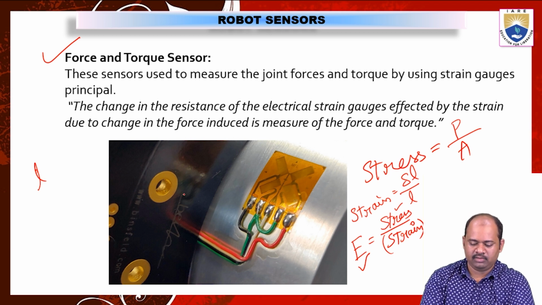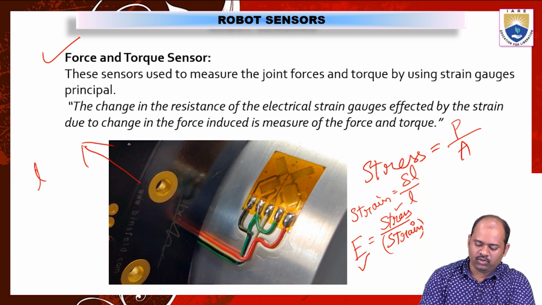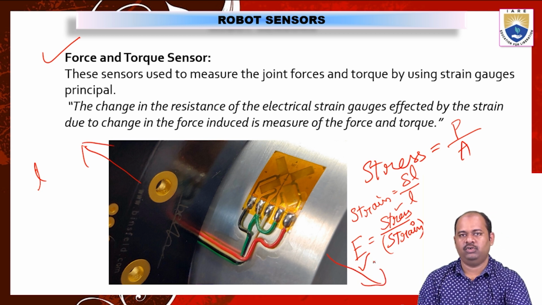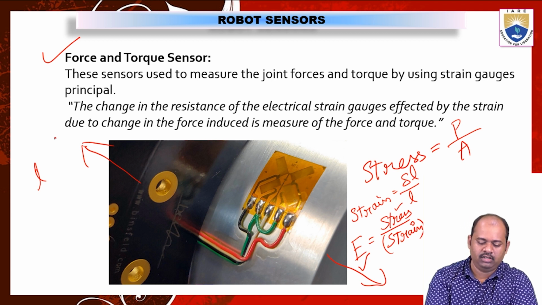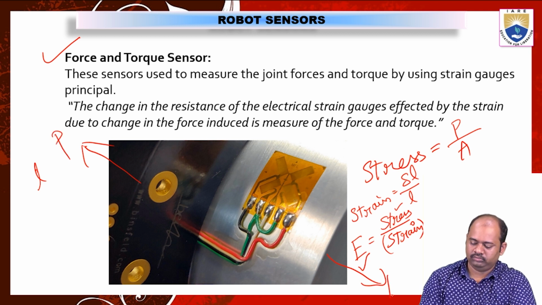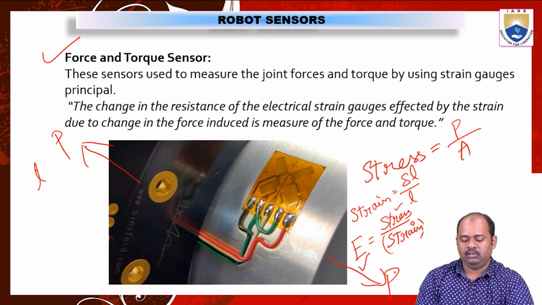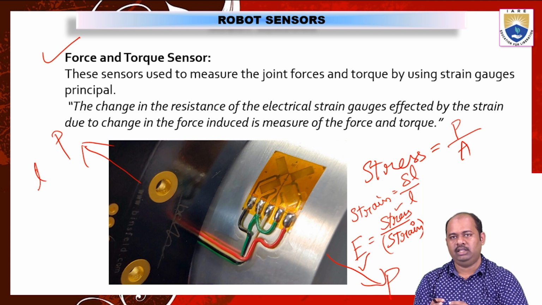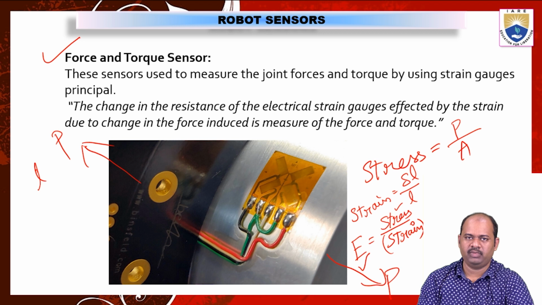Now if I apply some tensile load on this object, I am pulling the main metal object towards both sides. Whenever I apply some load, the body will be deformed. Deformation means the length of the body will slightly increase. This is very minute, but this can be calculated or recorded with the help of a strain gauge.